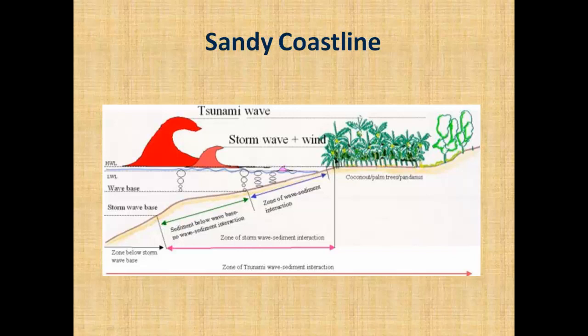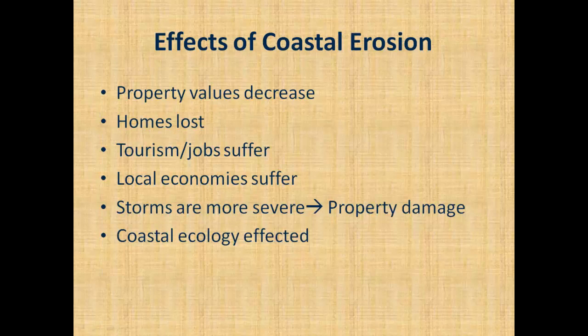So we talked pretty much about what erosion is, what causes erosion, all the natural processes, the different types of coastlines, and how erosion affects them. You have your hard rock, all the way down to your unconsolidated sandy beaches. We talked all about that. Now, let's talk about the effects of coastal erosion.